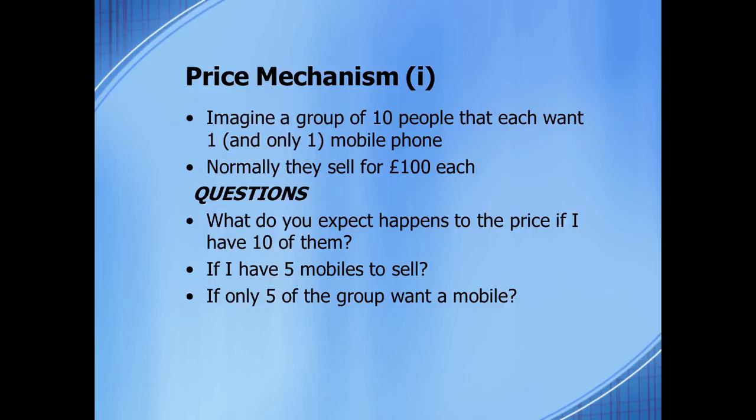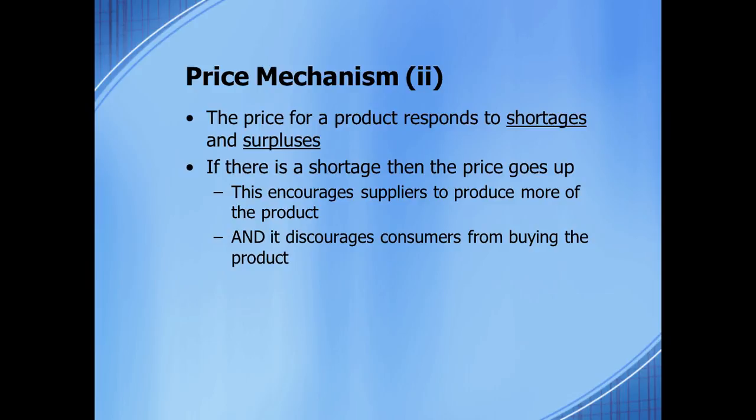Now I appreciate these are slightly artificial examples, as mobile phones aren't normally sold in a perfectly competitive market, but the point I'm trying to make is that changes to prices can affect the demand in a particular market, and markets can use a change in price to correct a shortage or surplus of a product. The price for a product responds to these shortages and surpluses, so if there's a shortage then the price will go up, and it encourages suppliers to produce more of that product, and it discourages consumers from buying that product.